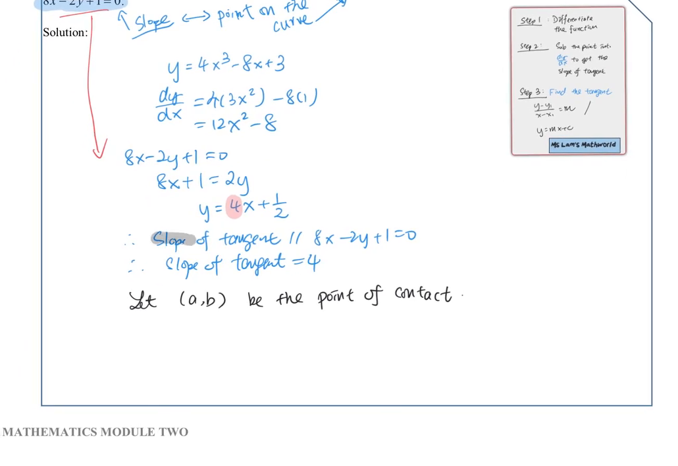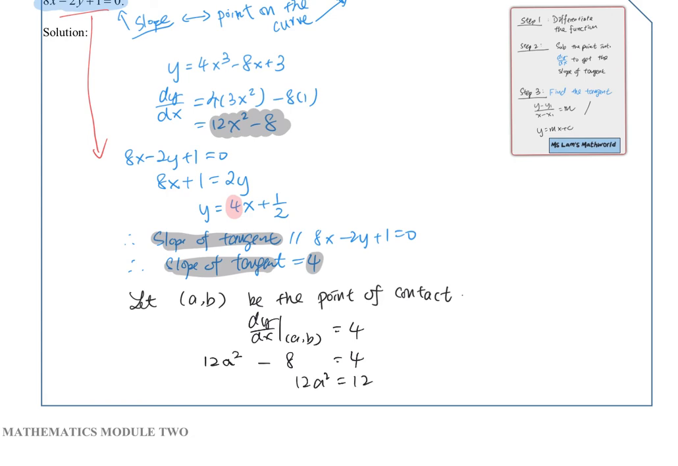So the slope of the tangent is equal to 4. So this is the slope of the tangent, right? So dy/dx at (a, b) equals 4. 12a squared minus 8 is equal to 4. So I wish to use this method, okay? Take the square root on both sides. Remember, we have 1 or negative 1.